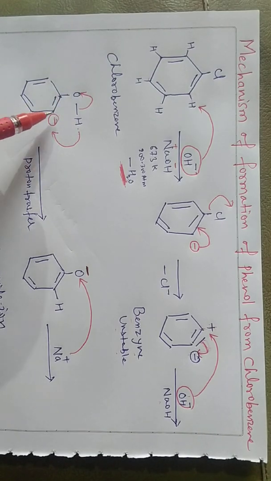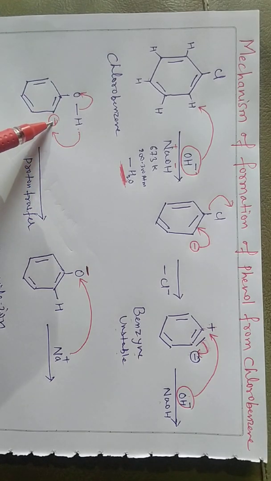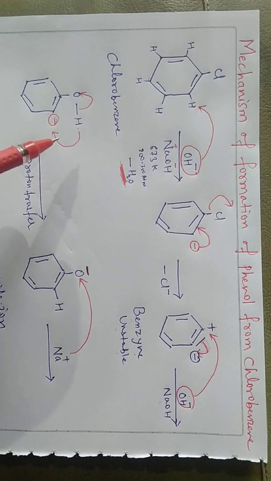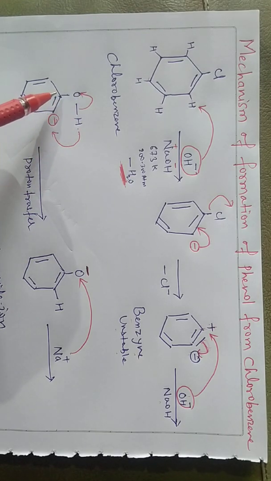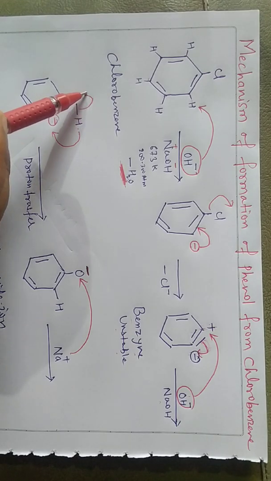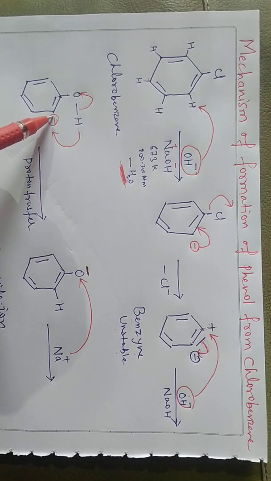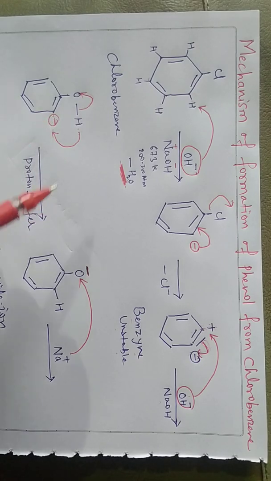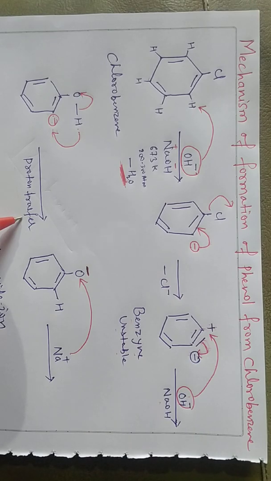Now this H will transfer to this position, and you know why? Because oxygen is an electronegative element. So if this electron is pulled here, then it is easy to eliminate H plus ion, and which will come to this position, that means ortho position. So here is a transfer of proton. You can see that proton transfer.